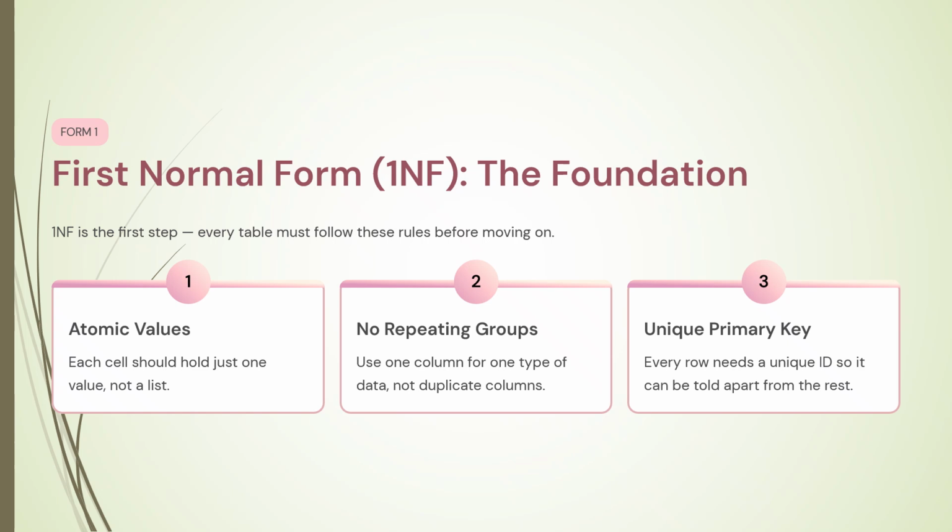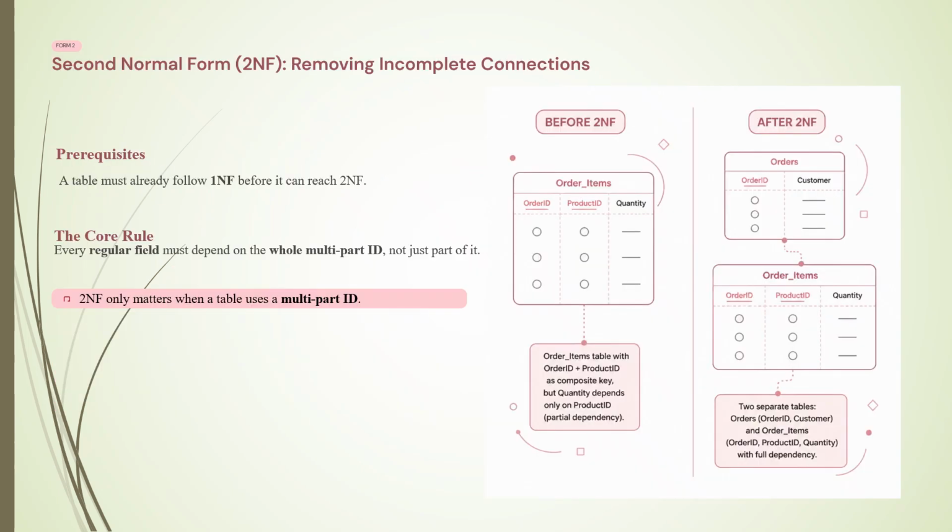Benefits of first normal form are easier searching, easier updating, and better consistency. However, first normal form still allows duplicate information. Further normalization is needed. Let us discuss that in upcoming sessions.